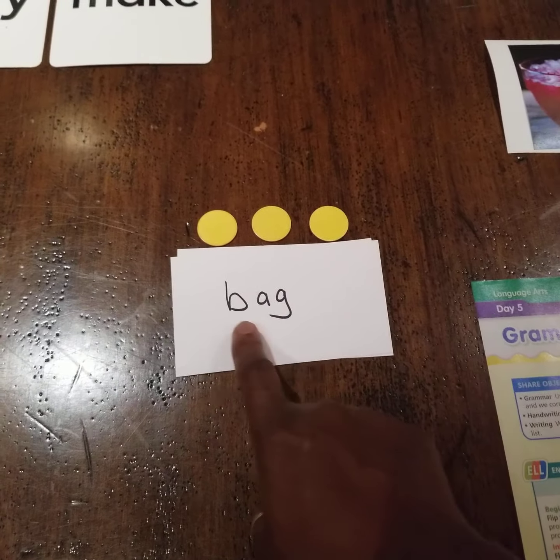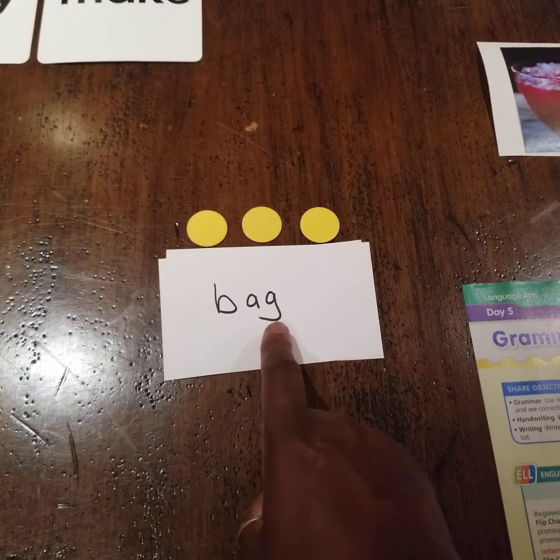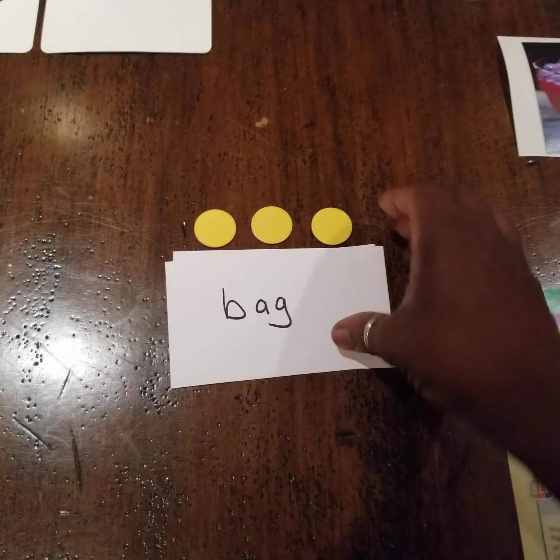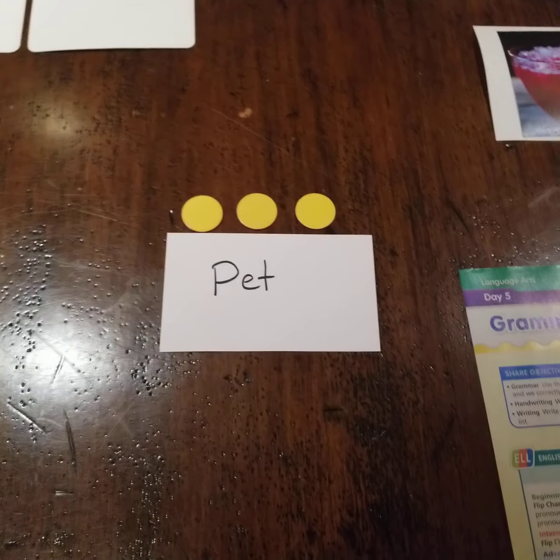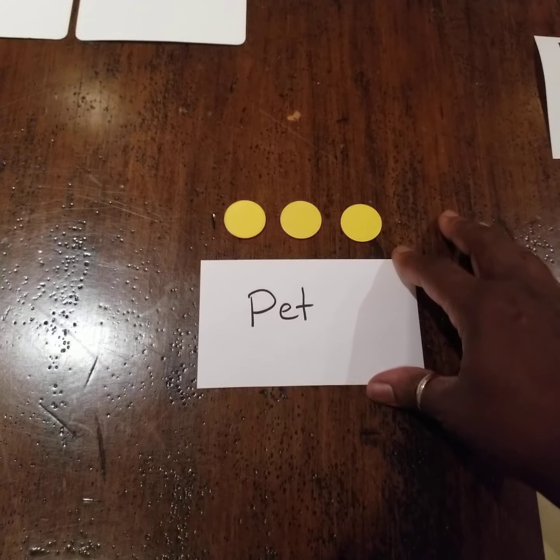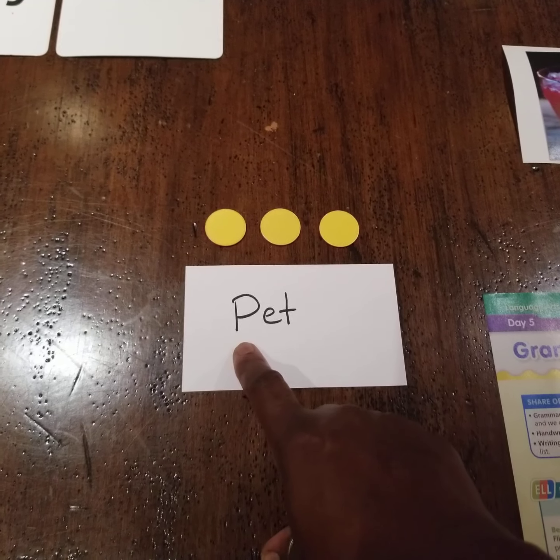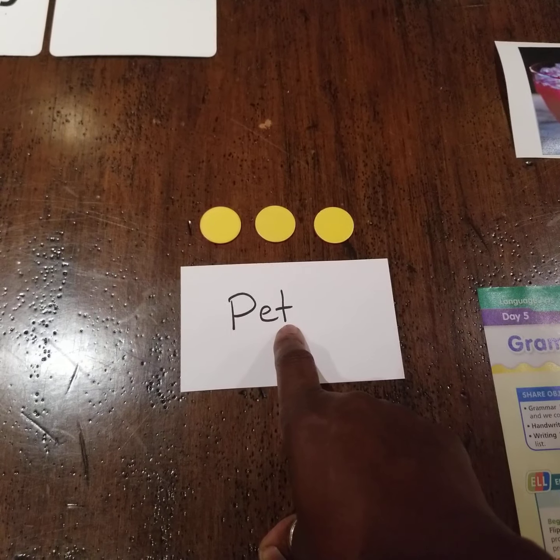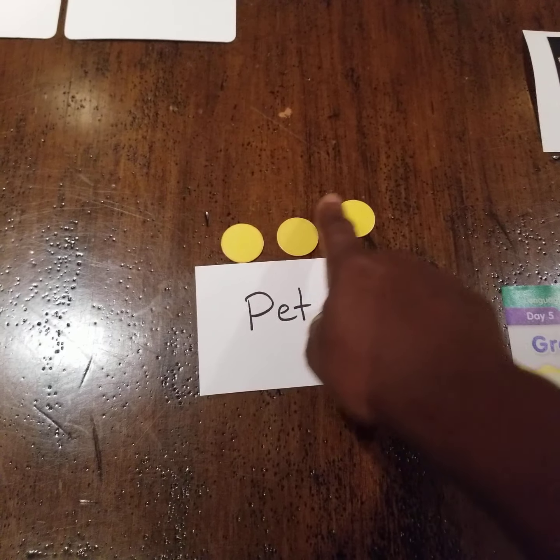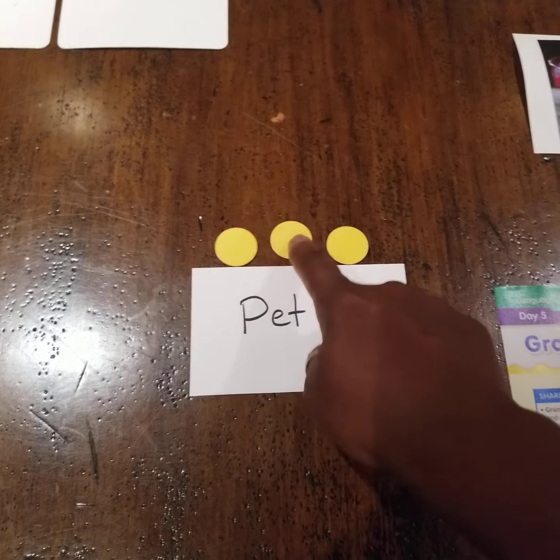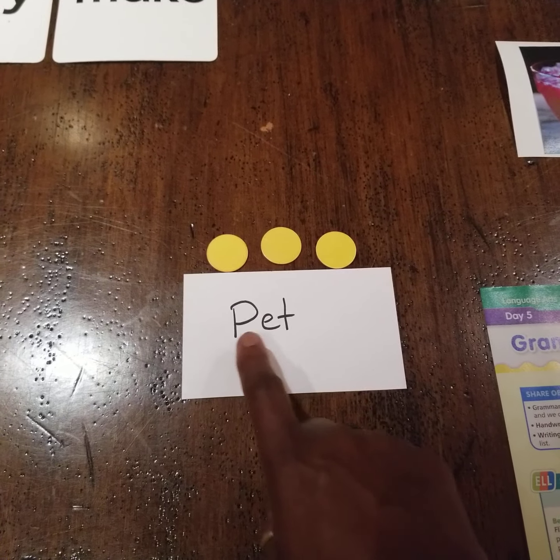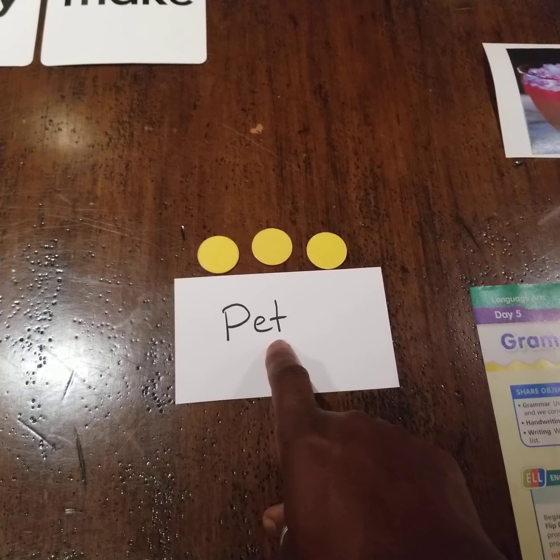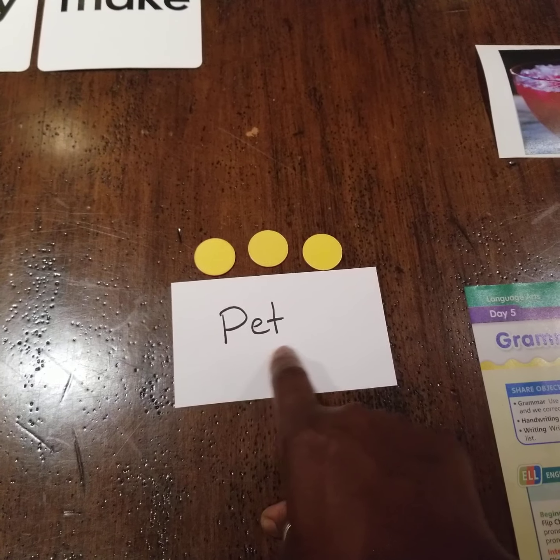So again, we have 3 sounds. B, a, g. B, a, g. Last but not least, we have pet. And so we have p, e, t, p, e, t, which is pet.